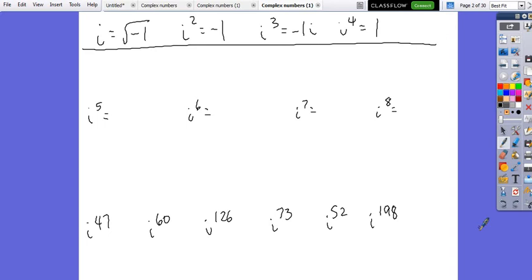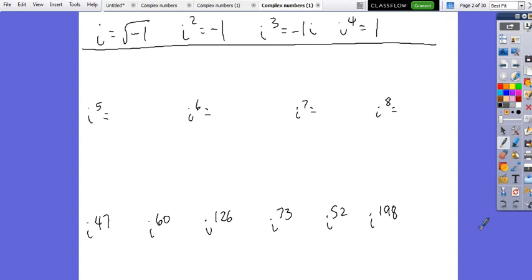Now, when we square i, we're squaring the square root of -1, which gives you -1. When you then raise i to the 3rd, it's like saying -1 times i, which is -i. And then raise i to the 4th, it's like saying -1 times i times i again. What happens? i times i is i squared, which is -1. -1 times -1 is 1. So these are the 4 possible situations that you have when you raise i to an exponent.